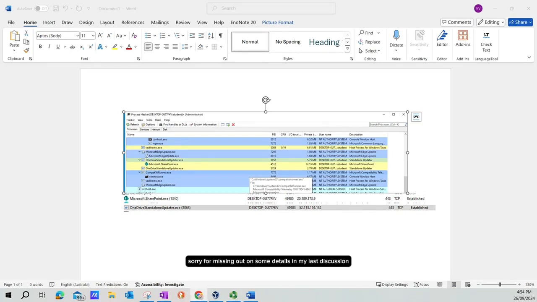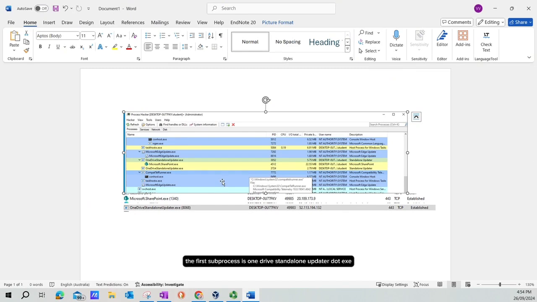Sorry for missing out on some details in my last discussion about using traceroute and whois lookup to analyze network traffic for that Trojan. So I want to share our findings from the dynamic analysis with Process Hacker, particularly about the subprocesses involved with that executable Trojan. When examining that file with Process Hacker, I discovered that it doesn't operate alone. It launches two subprocesses that look innocent but are likely part of its malicious activities.